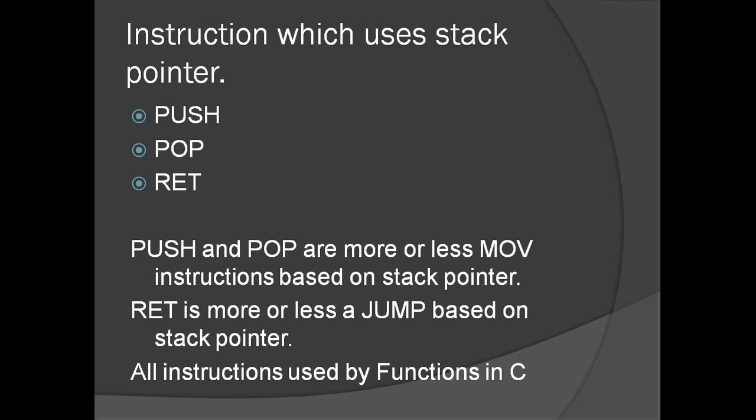Now let us see a couple of instructions which are related to function calls in C. Currently we're going to see push, pop, and ret. These instructions implicitly use the stack. Push is similar to a move instruction in which the stack pointer is involved. Pop is the opposite of push. Ret is just like a jump instruction based on the stack pointer.